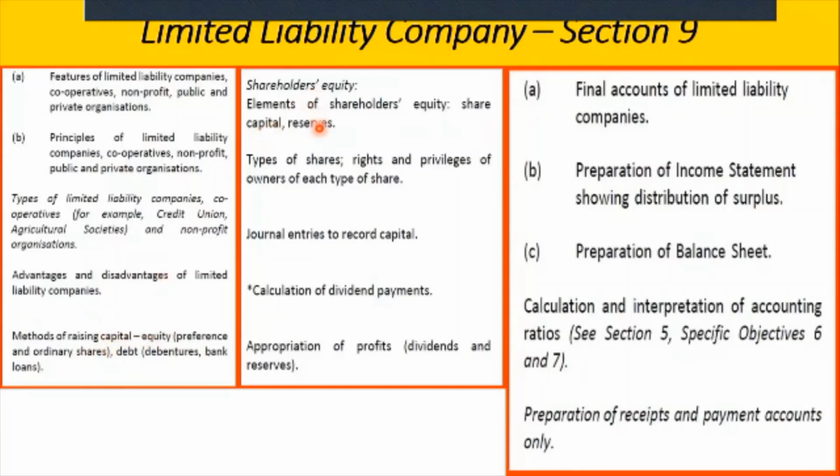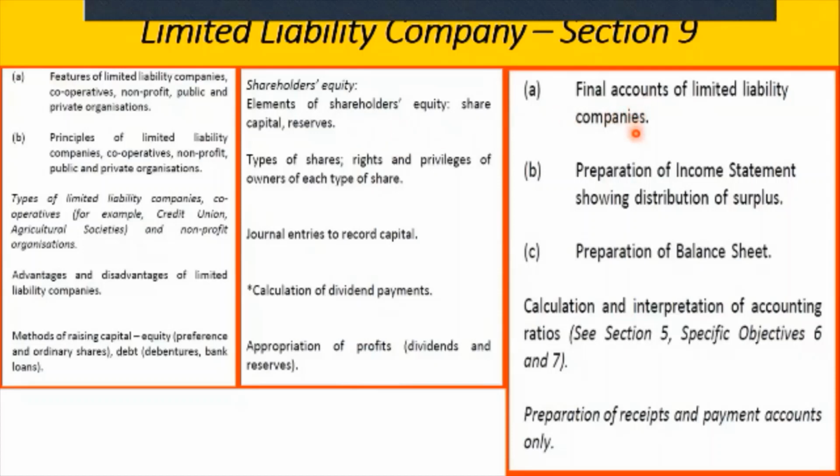So the shareholders' equity, share capital, and the reserves, types of shares, rights and privileges of owners for each type of shares, which one of them have the right to vote and which one of them just provide capital, right? Journal entries to record capital, calculation of dividend payment, appropriation of profit, dividends and reserve. I had all this in a PowerPoint presentation, and I think I did one or two questions from the past papers that are up in the YouTube channel.